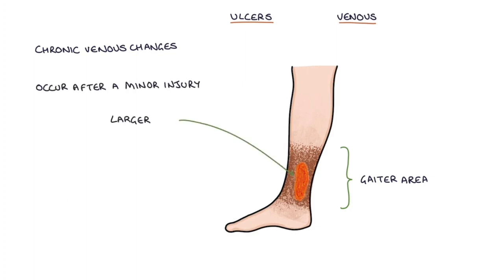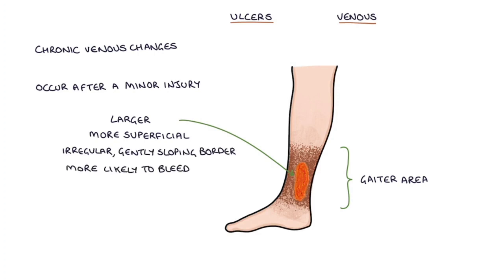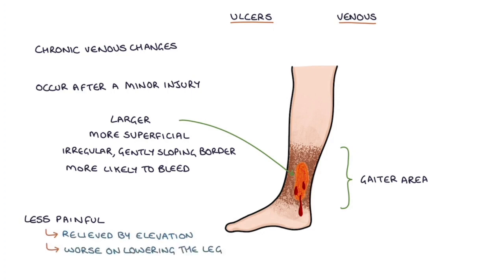They tend to be larger than arterial ulcers. They tend to be more superficial than arterial ulcers. They have an irregular, gently sloping border. They're more likely to bleed. They're less painful than arterial ulcers, and the pain tends to be relieved by elevation of the leg and worse on lowering the leg.